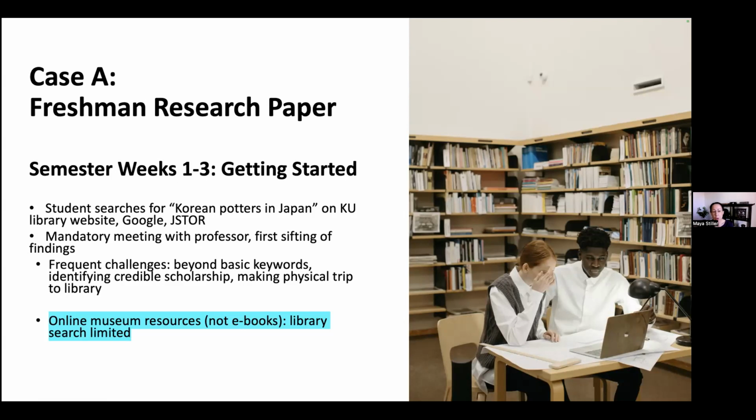So what do they do? Usually a very basic keyword search on the KU Library website. They often use JSTOR and Google, but that's basically it. So usually I would meet with the student and help them come up with maybe more advanced keyword searches, also maybe take them to the library, because they very rarely actually make a physical trip to the library these days. And identifying credible scholarship, of course, is always a challenge.